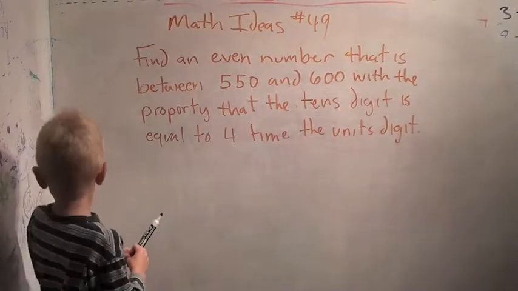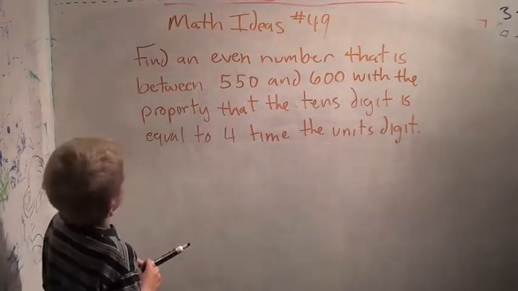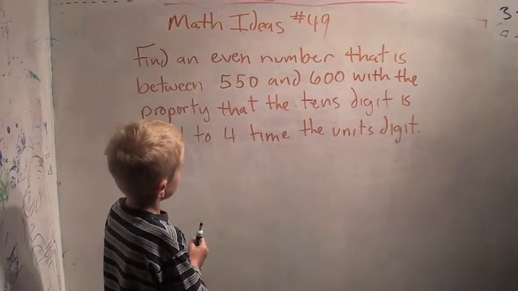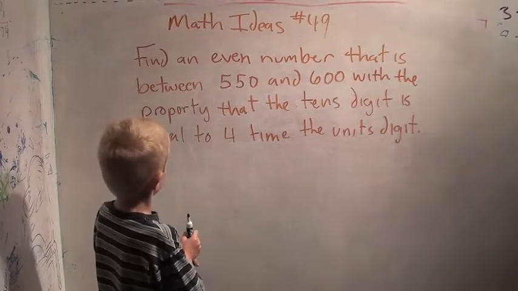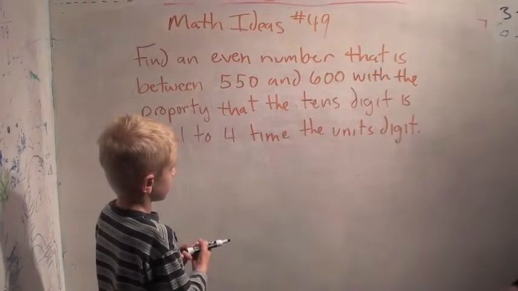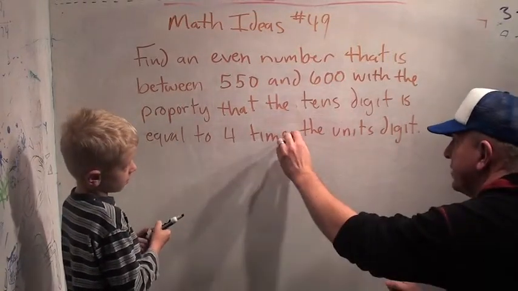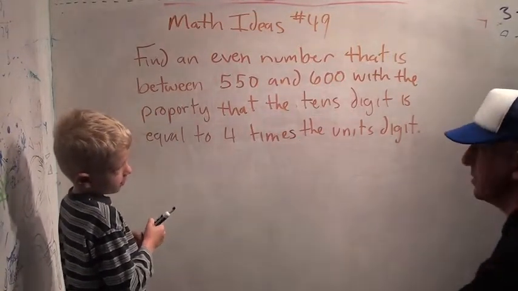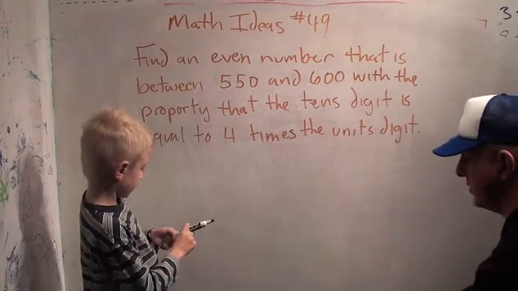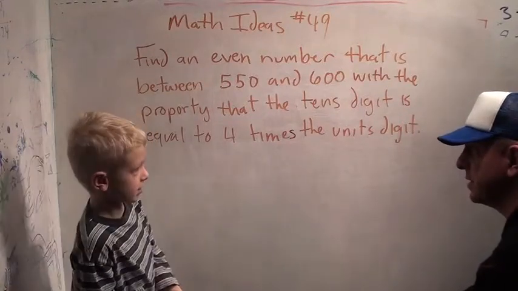49. All right. Find an even number that is between 550 and 600 with the property that the tens digit equals 4 times the units digit. Okay, so first of all, do you know what an even number is? Yeah, it's like 2, 4, 6, 8, 10.